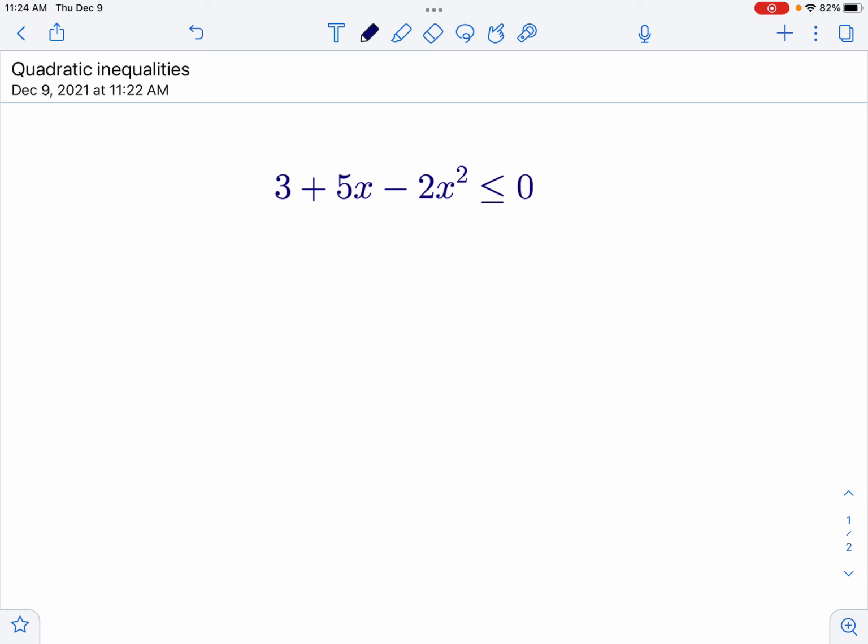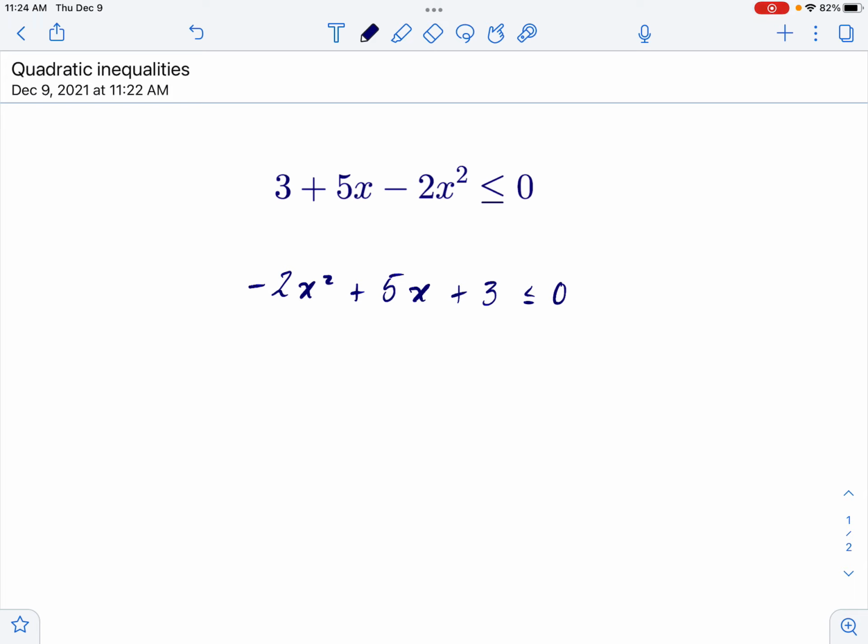As it's written, my leading term is negative. Minus 2 is on the x squared, so my leading term is minus 2. So I know that my parabola will open downward because of that minus 2. I might rewrite this in standard form, so that's minus 2x squared plus 5x plus 3, and again, that's less than or equal to 0.